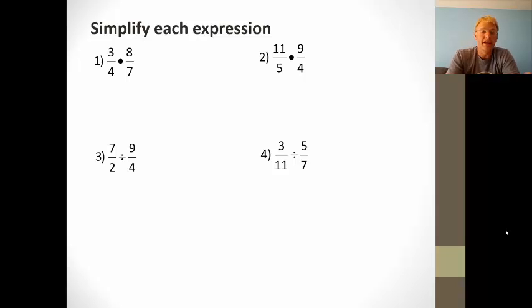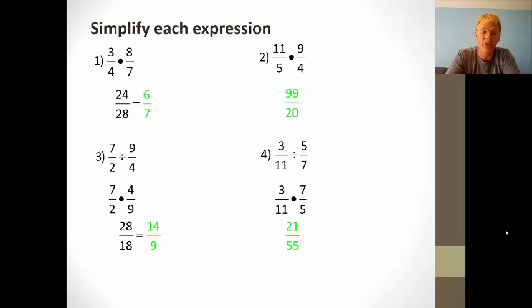So hopefully you're doing the right thing and we're getting the right answers here. For 1 and 2, we should end up with 6 over 7 and 99 over 20. For 3 and 4, we should end up with 14 over 9 and 21 over 55. Remember on 3 and 4, it's keep, change, flip. On 1 and 2, it's just multiply straight across.